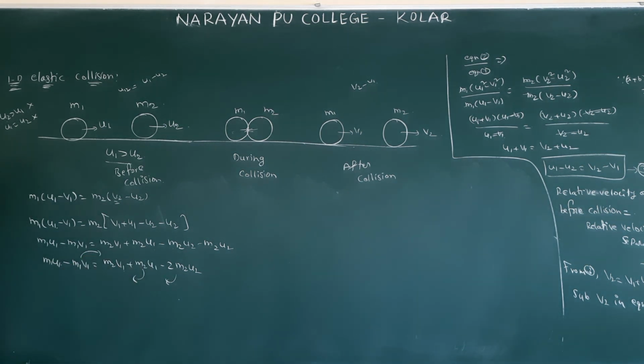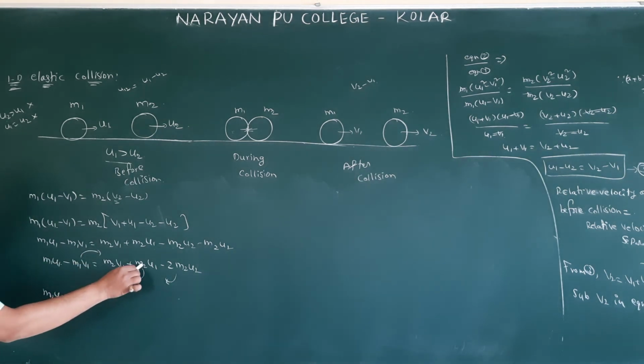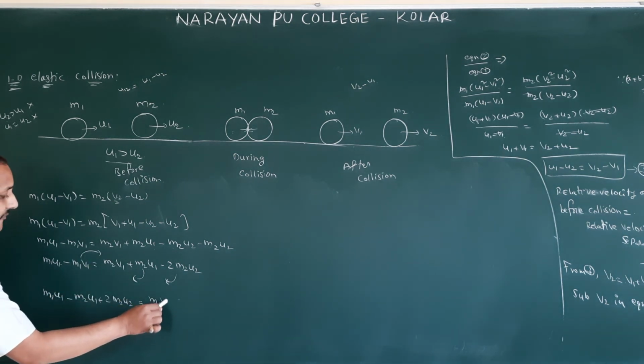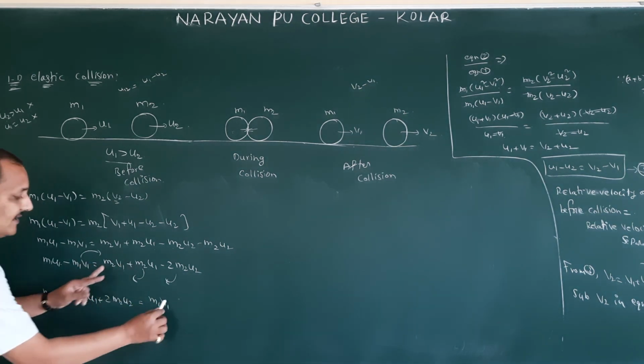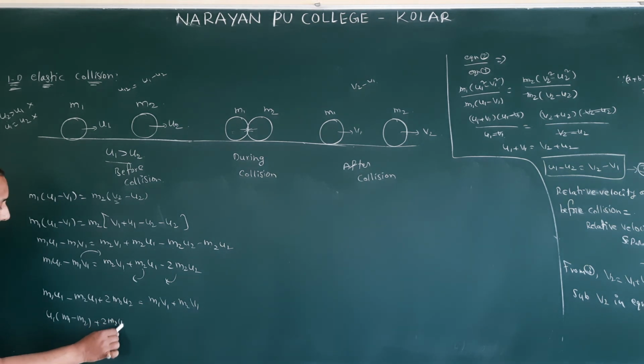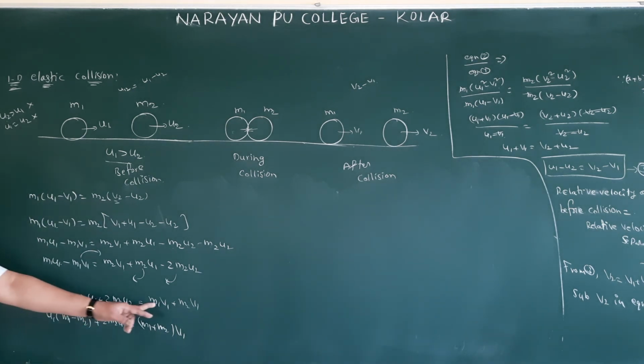Don't draw these diagrams on the notes. I am just showing how it is going to be exchanged. So m1 u1, this one we are bringing left side, minus m2 u1 plus 2m2 u2 is equal to, so m1 v1 is going to become plus, and again already there is plus m2 v1. So in this, what is common you can see? In this u1 is common, m1 minus m2, plus 2m2. Here v1 is common, m1 plus m2.